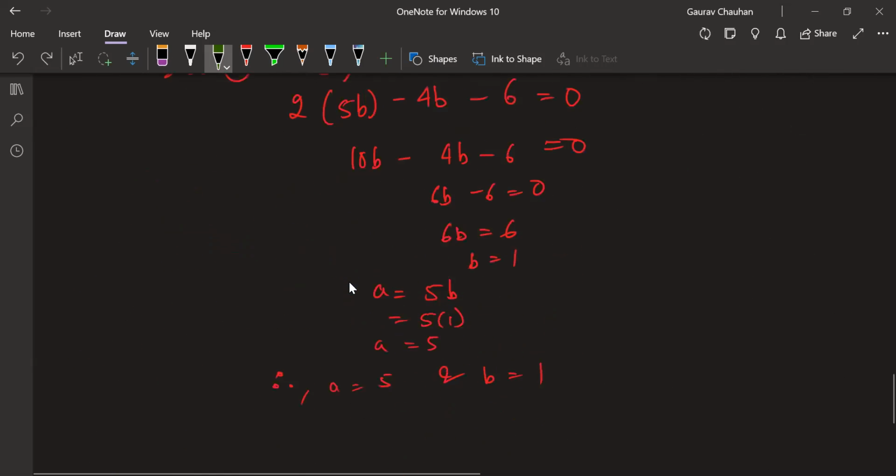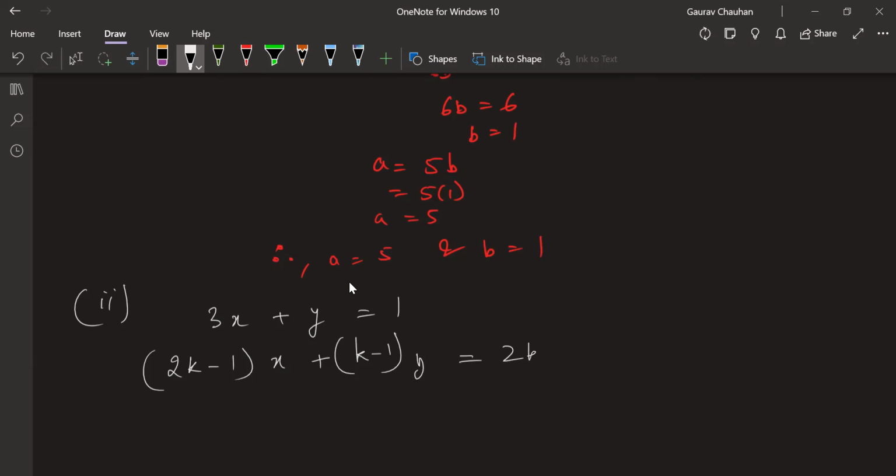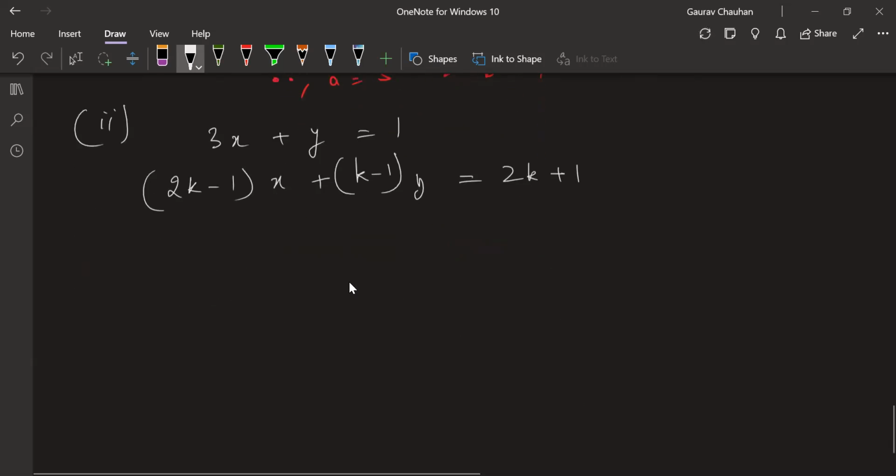Let me actually quickly do it. Okay. Let me actually do it. So the second one, the question is what? 3x plus y is equal to 1 and 2k minus 1 into x plus k minus 1 into y is equal to 2k plus 1. Okay, this is the question which is given to me.